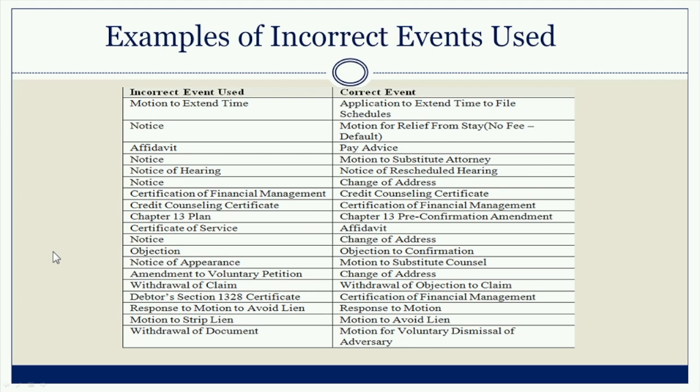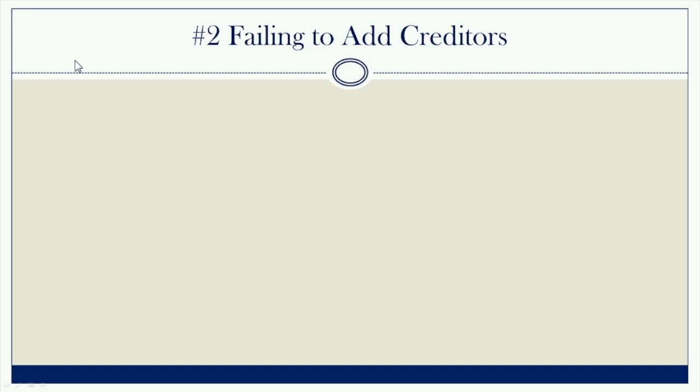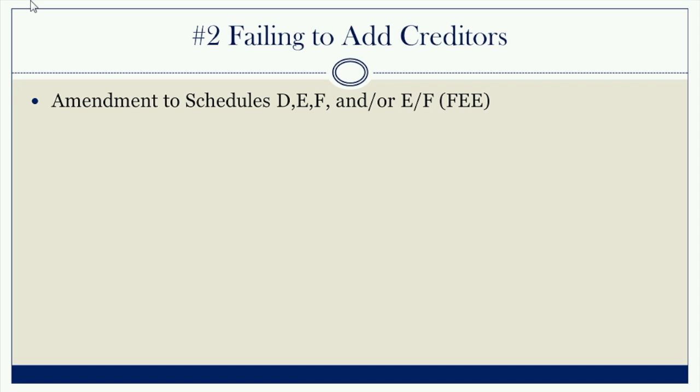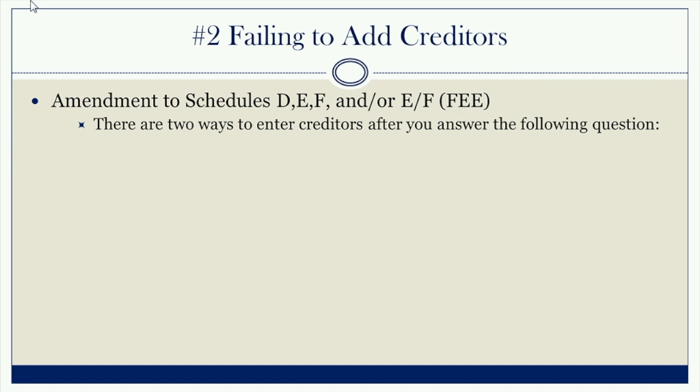These are some examples of incorrect events that have been used recently. We've had somebody file a change of address as a notice. We've had a withdrawal of objection to claim filed as a withdrawal of claim. We've had a motion for voluntary dismissal of adversary filed as a withdrawal of document. Obviously incorrect. So if you use the Online Procedures Manual or the search function in ECF, it will really help you find the event you're looking for.